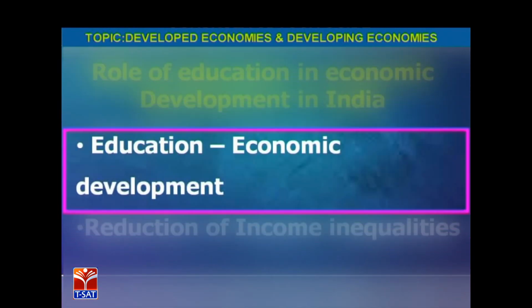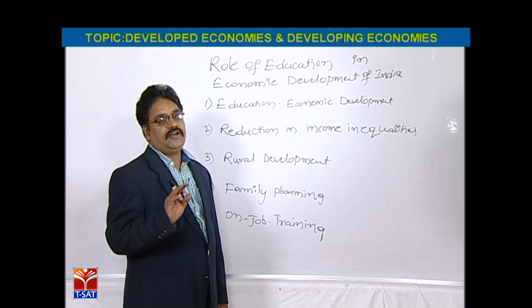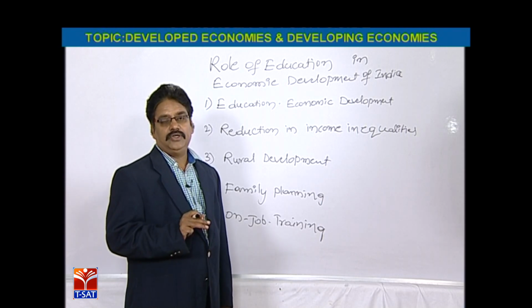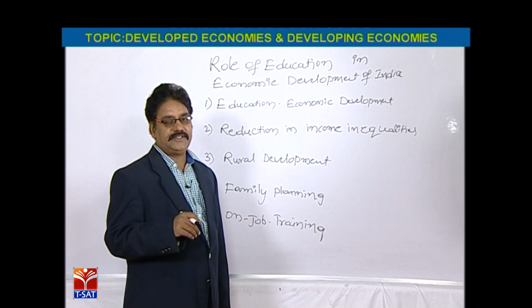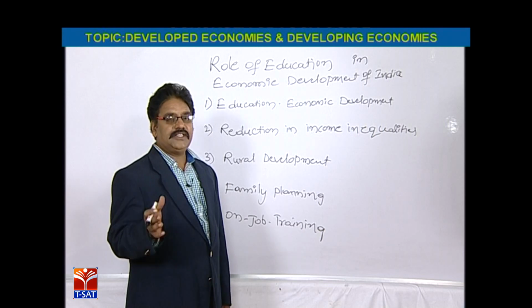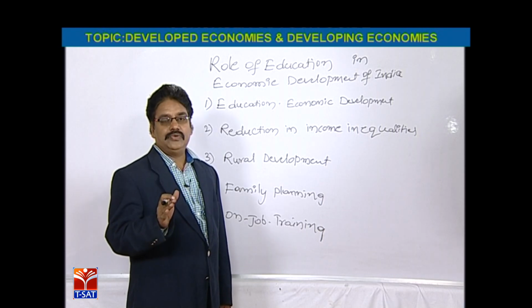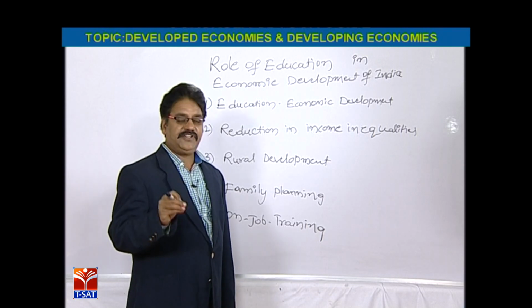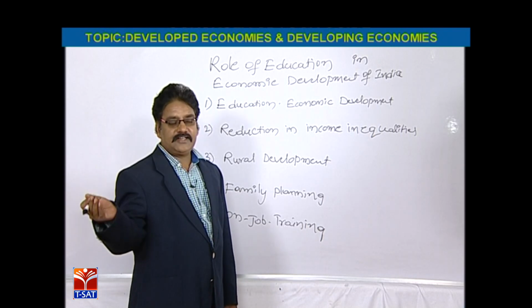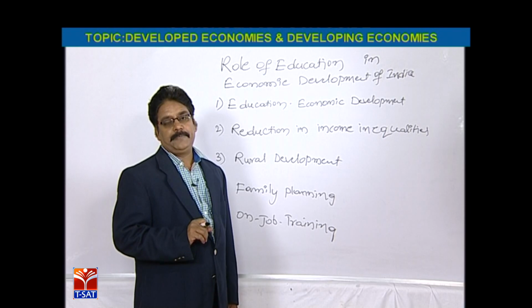The first point is education and economic development. Education improves the productive capacity of the factors of production, that means labor. If labor is skilled and trained, they can utilize their services in using the other factors in a proper way, so that leads to controlling the losses of other factors of production. The other factors of production can be used efficiently in the process of economic development of one country.